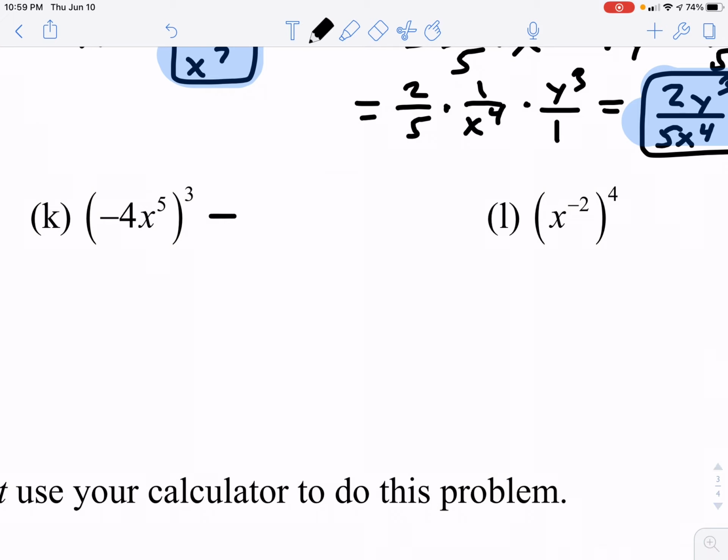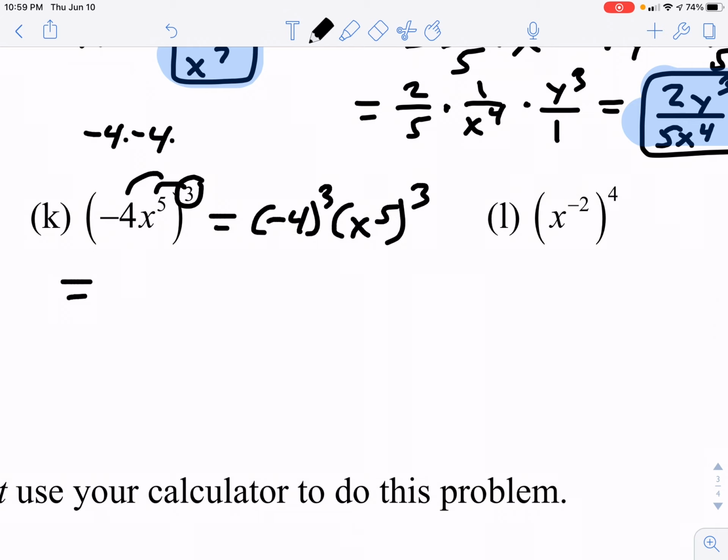Letter K, we're going to apply this cube to the negative 4 and the x to the fifth. So this is negative 4 to the third power times x to the fifth to the third power. Well, negative 4 to the third power is negative 4 times negative 4 times negative 4. 4 times 4 times 4 is 64. So negative 4 times negative 4 is positive 16. Positive 16 times negative 4 would be negative 64. X to the, multiply the exponents, 15th power.